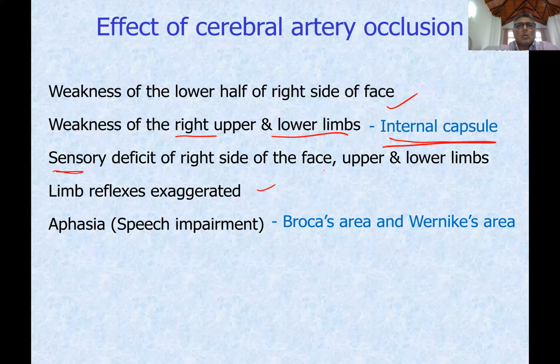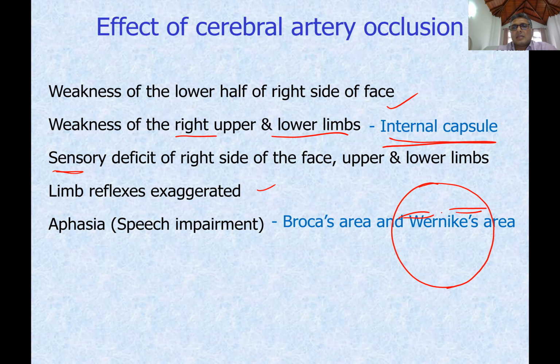Then the weakness of the lower half of the right side of the face. Weakness of the lower half of the face, I think we haven't done cranial nerves yet. If you draw your face like this, and if you draw a line here along the angles of the eye, this is your forehead area.